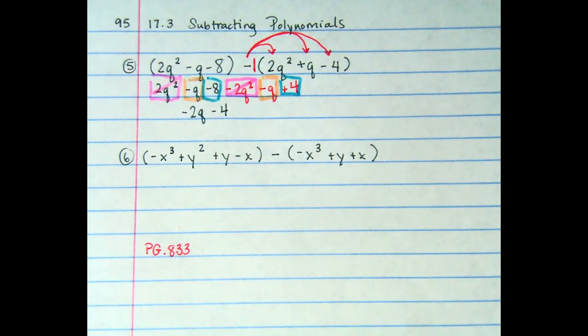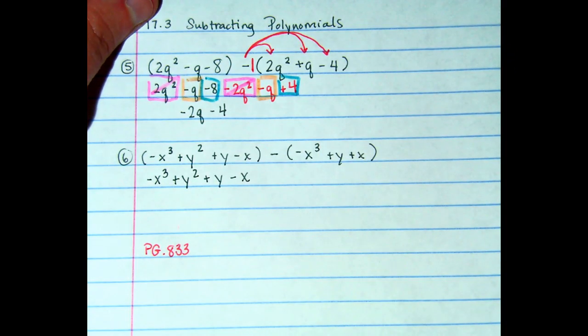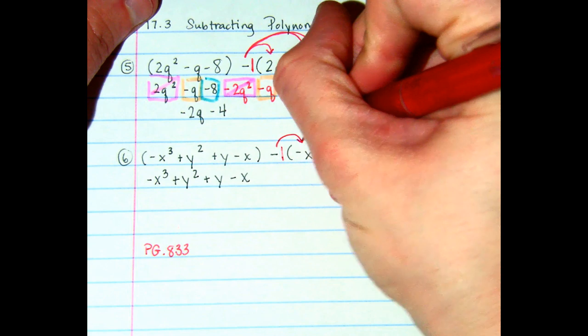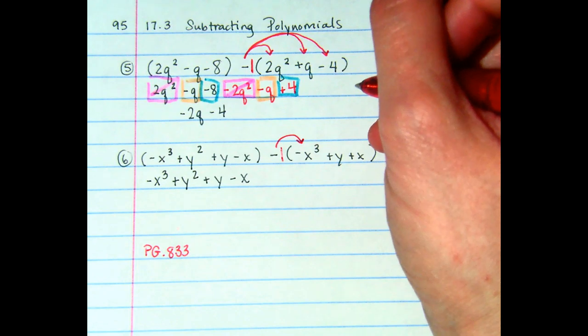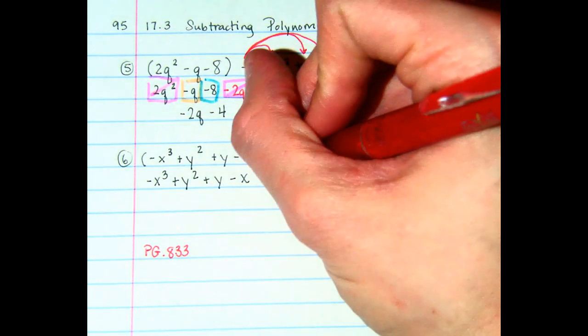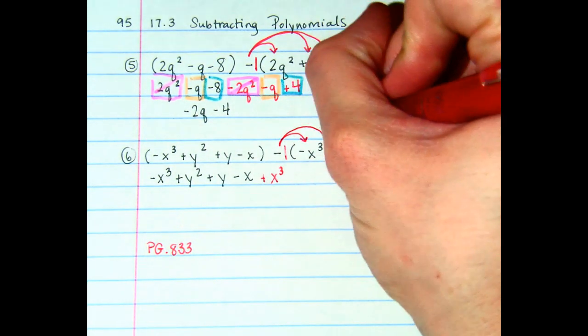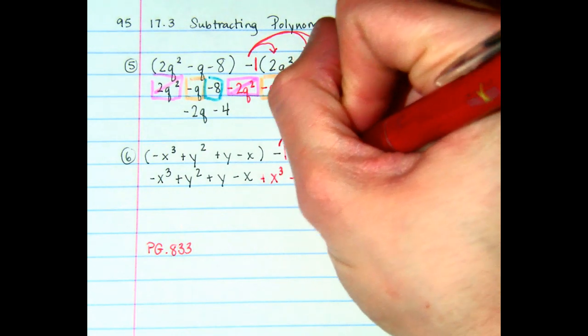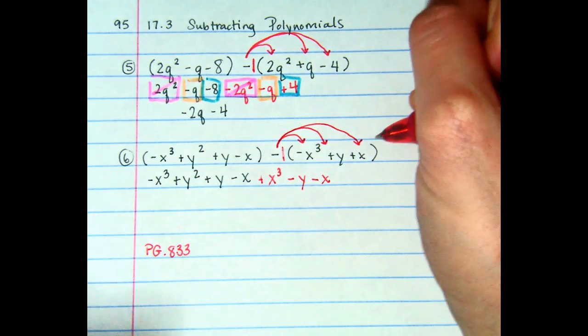Okay. How did you start number 6 then? Yeah, just like the other one. Bring down the first one. Okay, then what? Distribute that negative there. This becomes what? Positive. Okay. And then what's negative 1 times y? Negative y. And negative 1 times x. Quite a few things on this one cancel out.